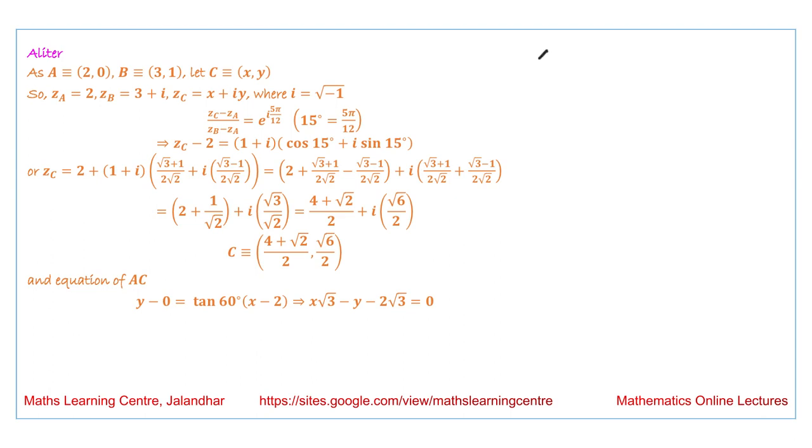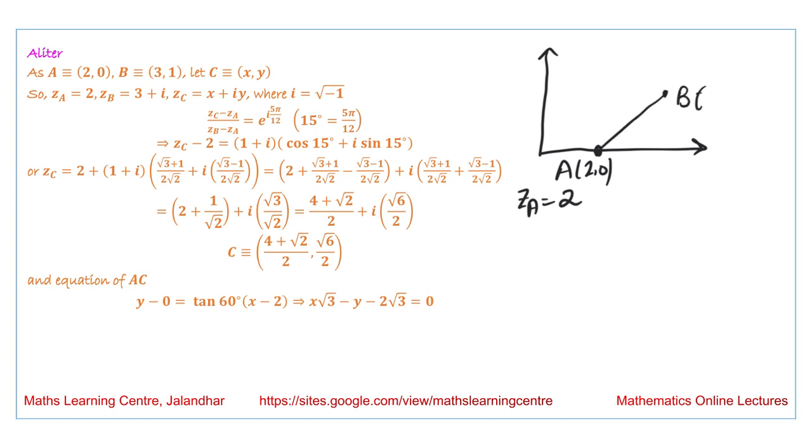Another way to solve this problem is by using complex numbers. We have this point A, (2, 0), and this corresponds to the complex number 2. You write ZA is equal to 2. Then we have the point B, which corresponds to the point (3, 1). So the complex number ZB represents 3 plus iota, and it is being rotated by an angle of 15 degrees. Suppose the new point is (x, y), we are saying ZC is equal to x plus iota y. Now we know that it is rotated by an angle of 15 degrees.